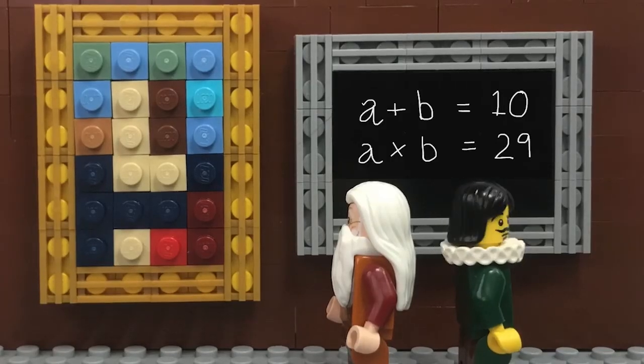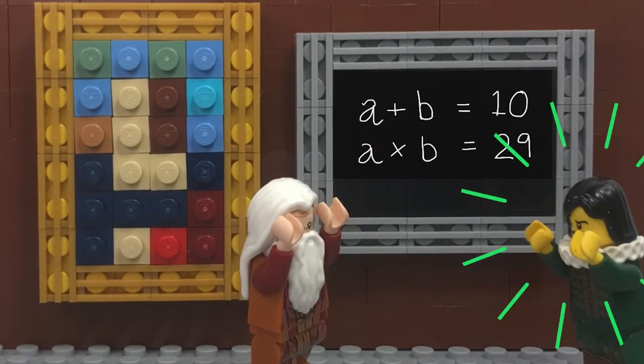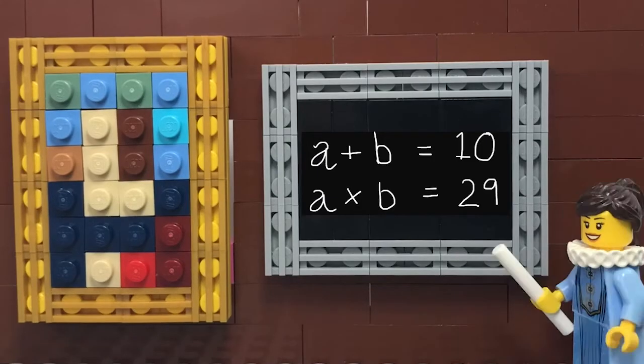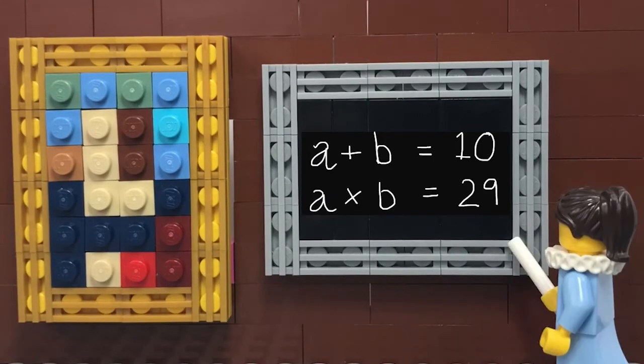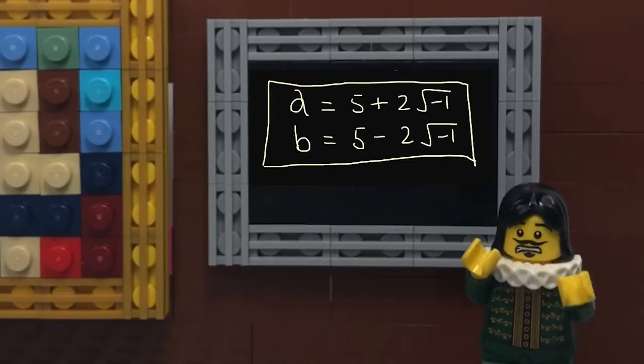Much later during the Renaissance, when mathematicians would have mathematical duels where they competed to solve problems, the square roots of negative numbers could no longer be ignored. Solutions to deceptively simple problems, like find two numbers a and b that add to give 10 and multiply to give 29, required the square roots of negative numbers to provide solutions.